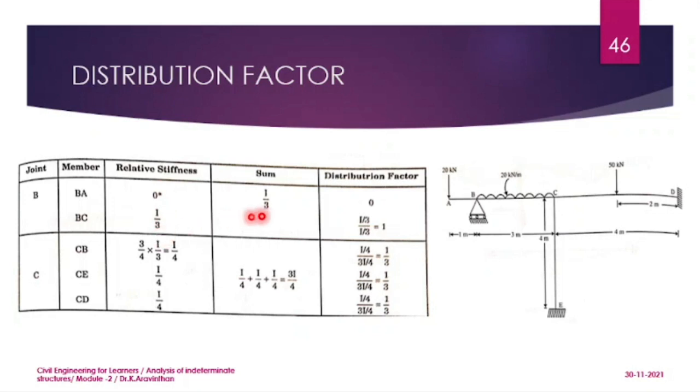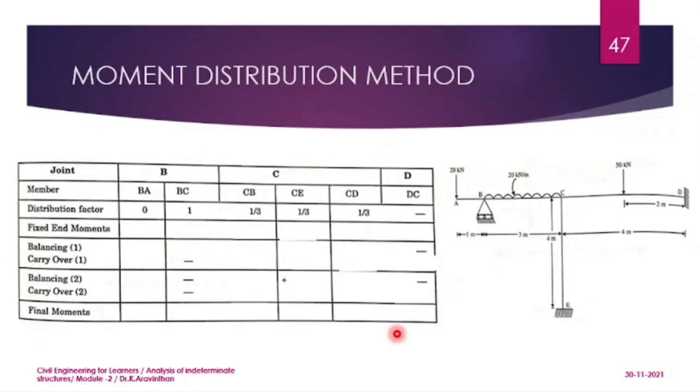And 0 plus 1 by 3 will be 1 by 3. Now you can divide: 0 divided by 1 by 3 will be 0, and 1 by 3 by 1 by 3 will be 1. Likewise, you will be getting the distribution factor for the rest of the cases. It will be the moment distribution method.